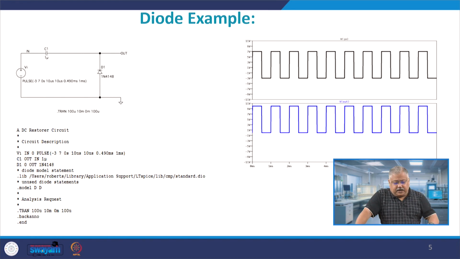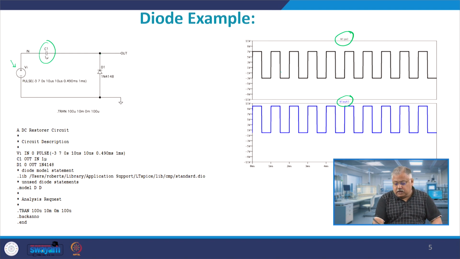Another example of SPICE, I can show it to you, a diode example, a SPICE model. What you see is a voltage source here, and I have a diode which is connected in parallel to this voltage source with this capacitor of 1 microfarad. Let us see what will happen. So, this is my input voltage and this is my output voltage. Input voltage is given by this and output voltage is given by this.